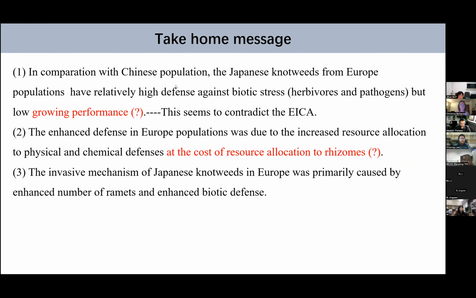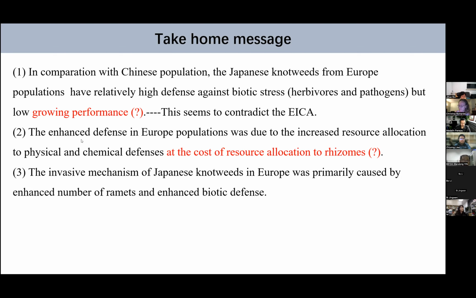In comparison with the Chinese native population, the Japanese knotweed from the European population has relatively high defense against biotic stress such as herbivores and pathogens, but low growing performance, such as their above ground and below ground tissue weight. This seems to contradict the EICA.